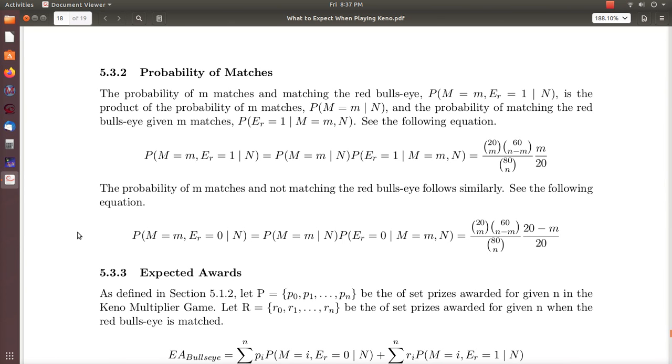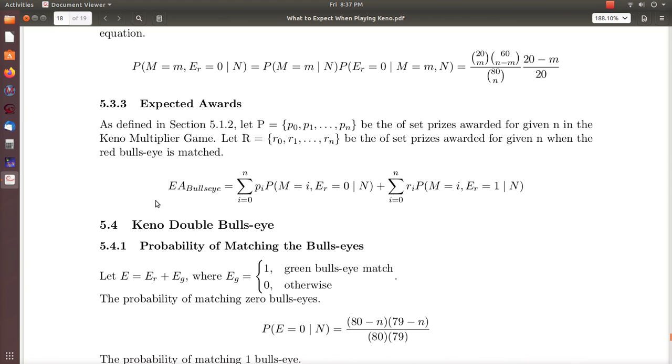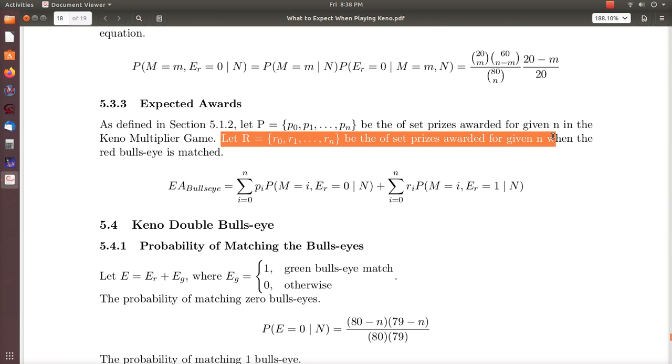Now the expected awards is, you take the possible award times its probability summed over all possible combinations. But here there's 2 sets of awards. There's the P_I, which is the award when you don't match the bullseye, and R_I, which we were calling it, is the set of awards when the bullseye's matched. And so it's the standard expected value or expected awards formula for that.